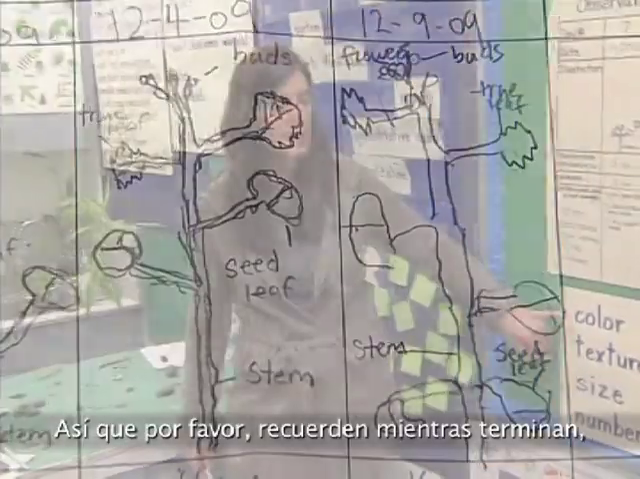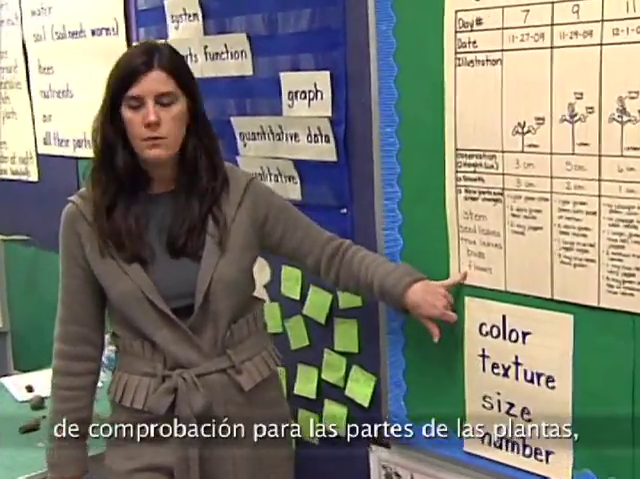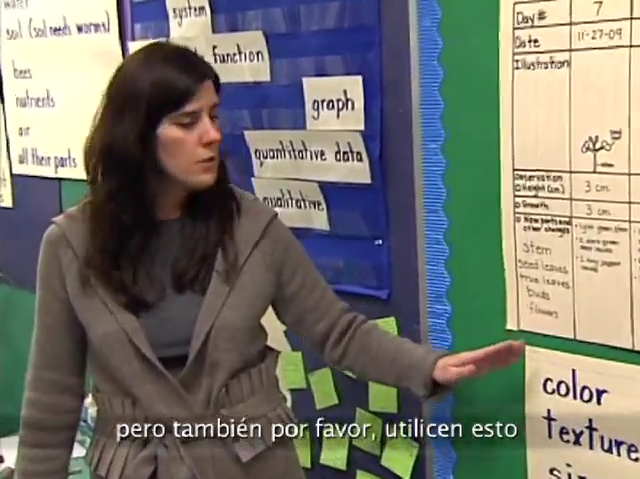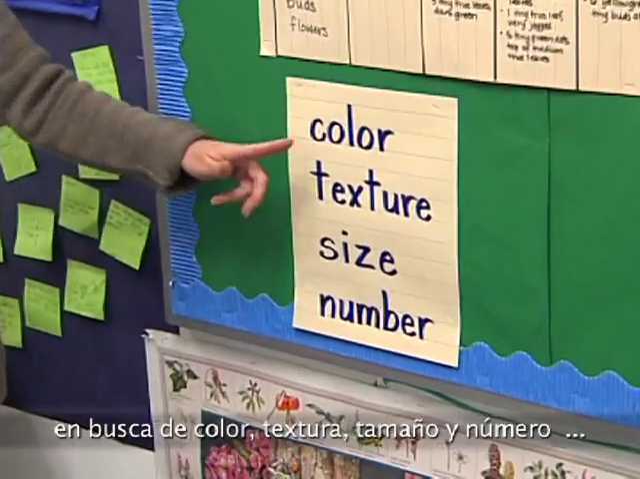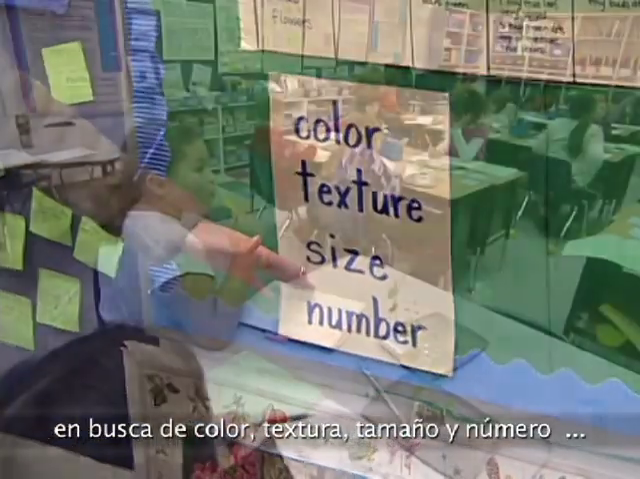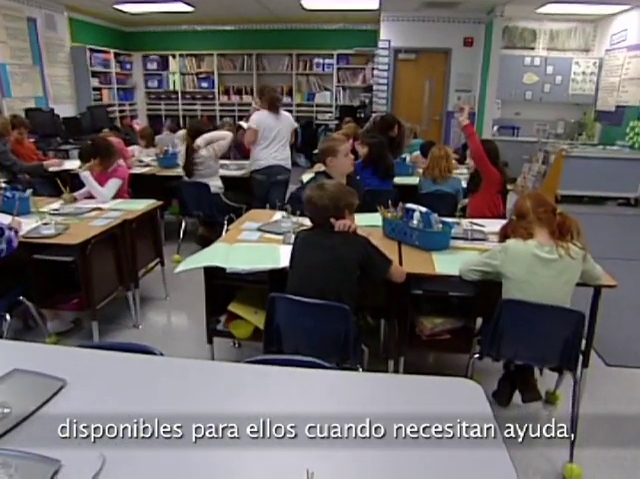So please remember, as you're finishing up, you're using this as a checklist for the parts of your plants, but also please use this as a checklist, again, looking for color, texture, size, and number. Students know that there are tools available to them when they need help.